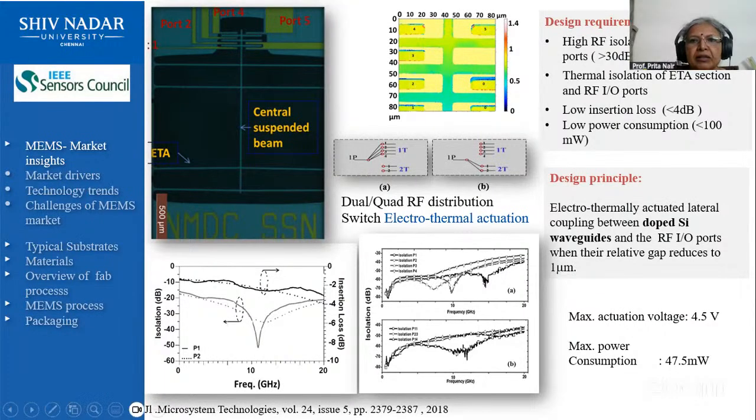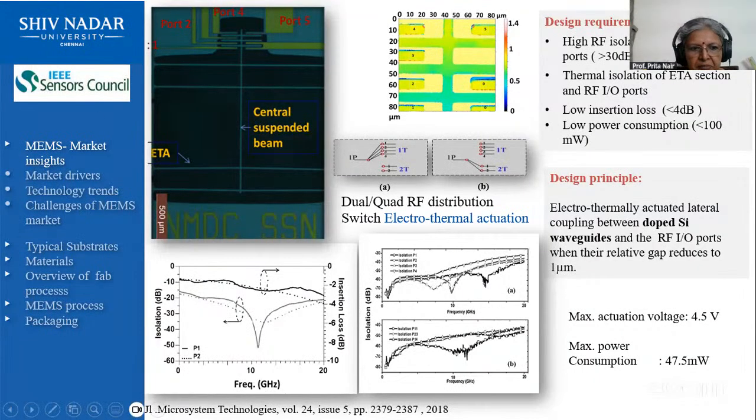But the design requirement was that RF isolation should be greater than 30 decibels, and there should not be any heating happening close to where we are intending to capture the RF signal, no interference there, right? So the design principle was that if you can bring 2 waveguides close up to around 1 micron, then there can be a lateral coupling of the RF signal from the one channel to the next channel.